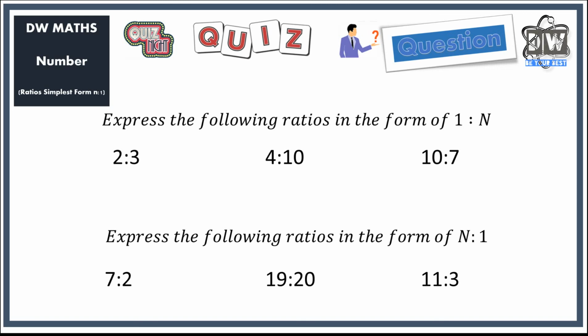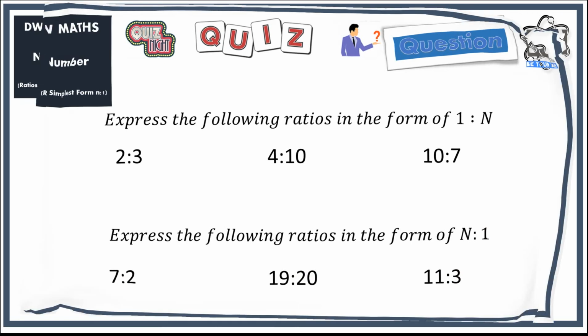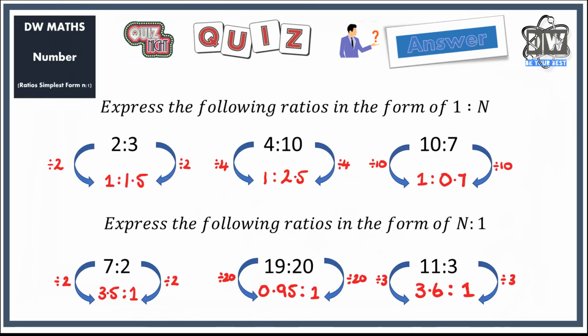So it's time for the answers now, everyone. Remember, on this one, we were making this front number 1, so we're going to divide it by 2, divide it by 4, divide it by 10. But on the second one, we're making the back number into 1, so we're going to divide it by 2, divide it by 20, divide it by 3, and here are our answers. Hopefully, you've got the same answers as me. I'm sure you have. I'm not always right, I can make mistakes also.